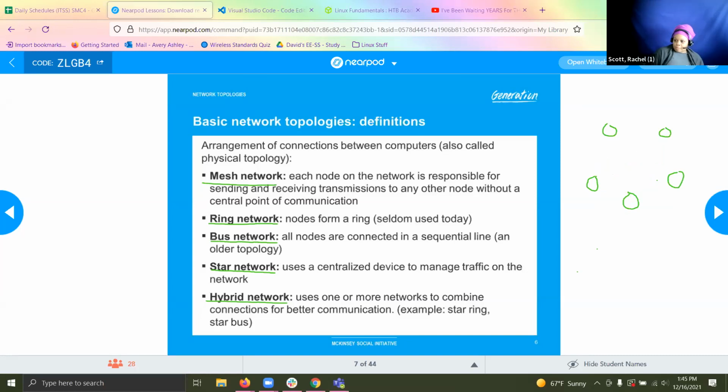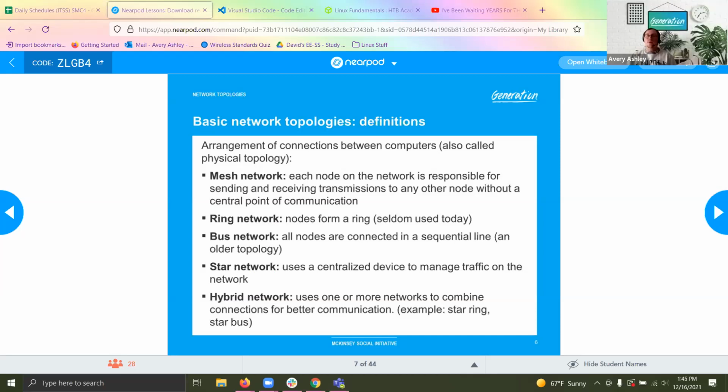For bus network, all nodes are connected in a sequential line in older topology. Star network uses a centralized device to manage traffic on the network. Hybrid network uses one or more networks to combine connections for better communication. Example, star ring, star bus. Perfect. Thank you. So these are the different physical topologies that you will need to know of.